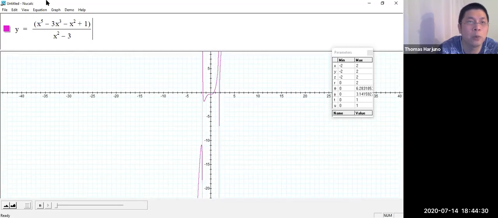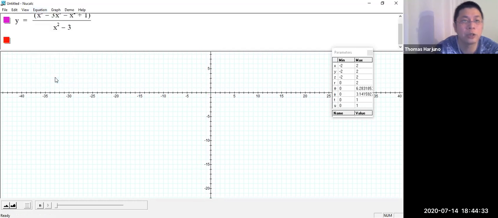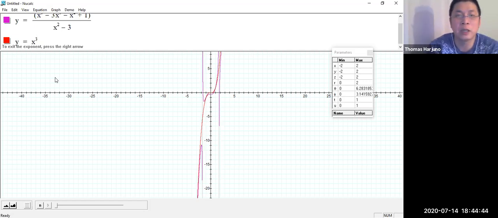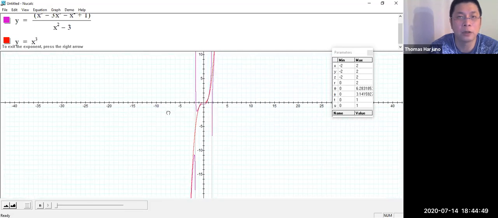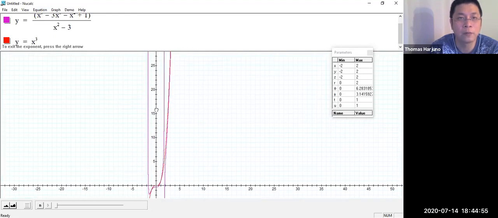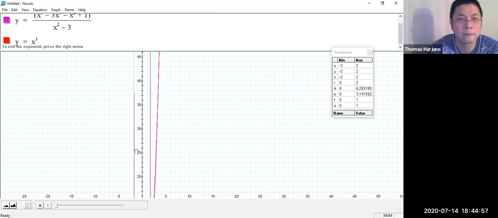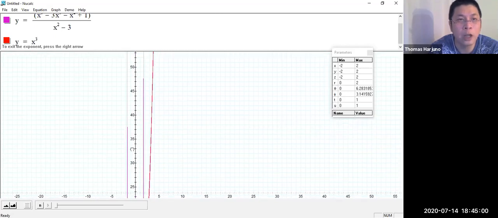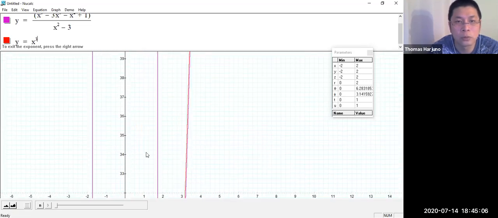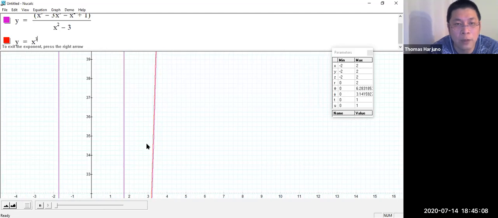Now, let me superimpose, get a new equation here. y equals x cubed. Now, I hope by showing you this, you understand what it means to be the curvilinear asymptote. Basically, in a very far end behavior, eventually the rational function will get closer to that curvilinear asymptote. Do you see that? The red one and the purple one get very, very close.